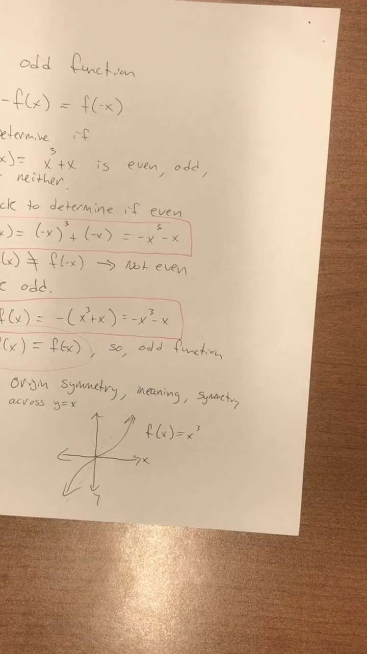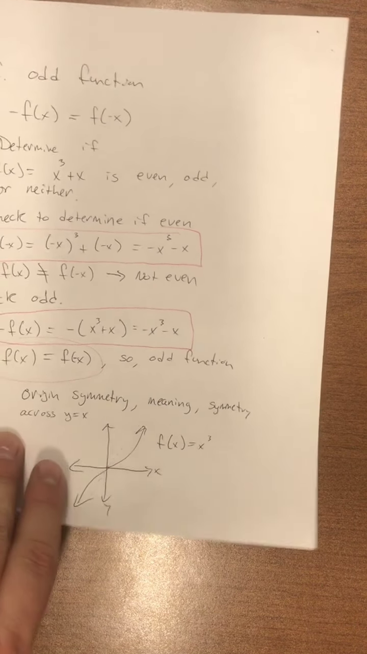Now, if you check the definition of even, you check the definition of odd, and neither of those work, the function you just say is neither even nor odd, but you would have to show it's not even, show it's not odd, and then by default it is neither, meaning it does not have y-axis symmetry and it does not have origin symmetry.